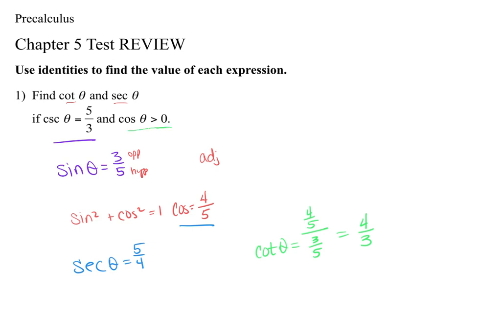Pay attention to your positives and negatives. They're telling you cosine is positive. They told you sine was positive. This means your cotangent will stay positive as well.